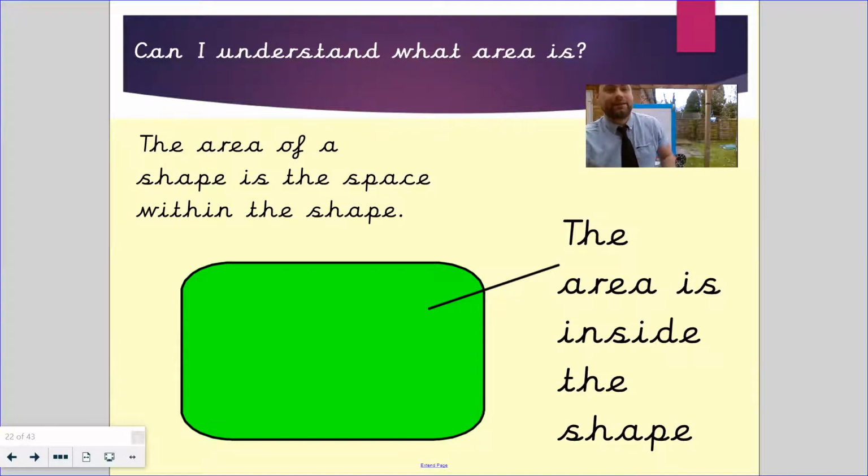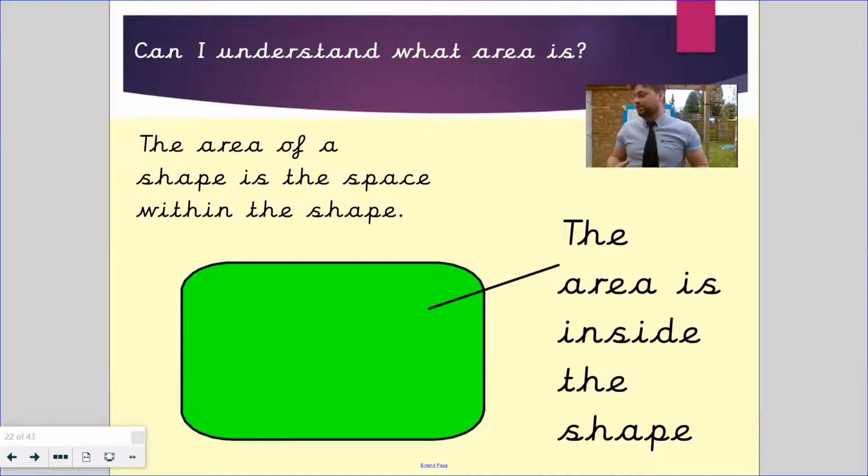So you can see, if I have some shapes here, I've got a semicircle here, I've got a triangle here. The area is the space that's filled up inside. So it's important to remember that area is the space that we have inside of a shape. And the shape has to be 2D, and that means two-dimensional.